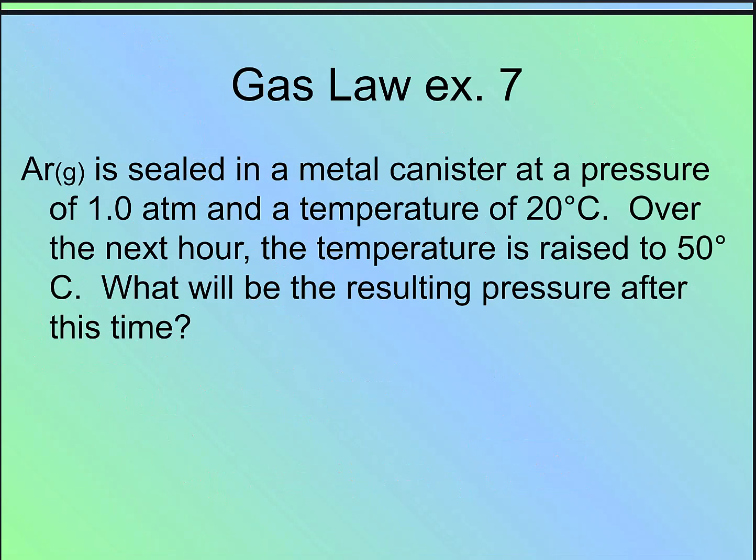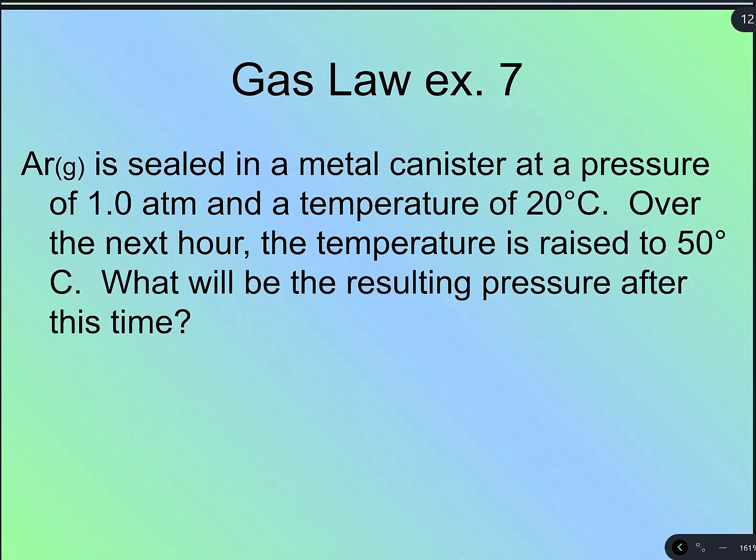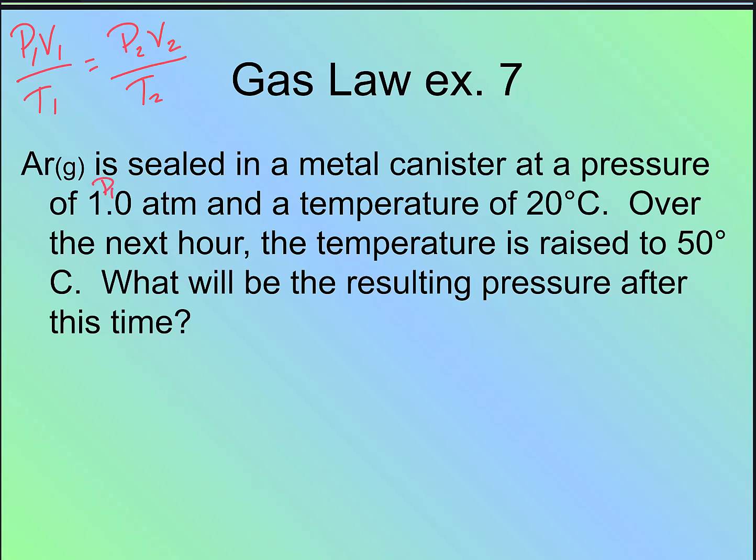Okay. Remind myself of my formula. P1 V1 over T1 equals P2 V2 over T2. Argon is sealed in a metal canister at a pressure of 1 atmosphere. Oh, there's my P1. And a temperature of 20 degrees Celsius. T1. Over the next hour, the temperature is raised to 50 degrees Celsius. T2. What will be the resulting pressure after this time? Okay, so I've got P's and T's and no V's. So I'm going to cross my V's out like that.